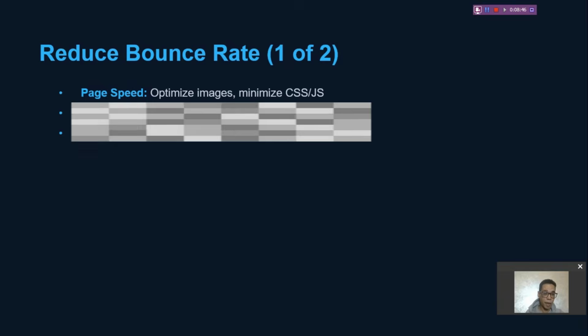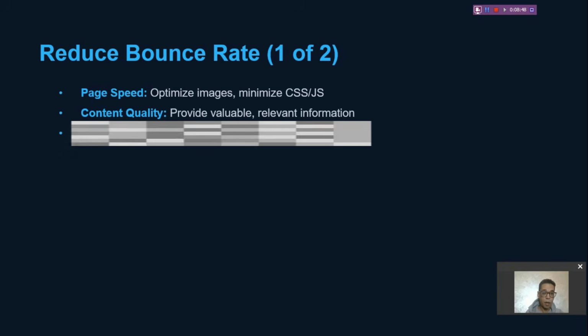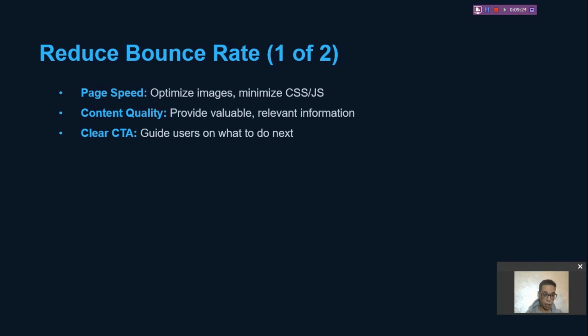Number two, to reduce the bounce rate, content quality. Provide valuable, relevant information. Try to type in the meta title and in the meta description the reality about the page they're going to visit. Try not to make something overrated, because when people land on your page, they expect to see the page that the meta title drove them to.